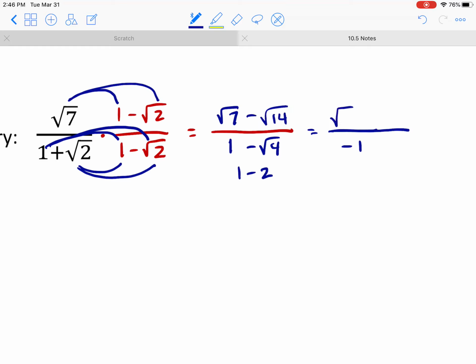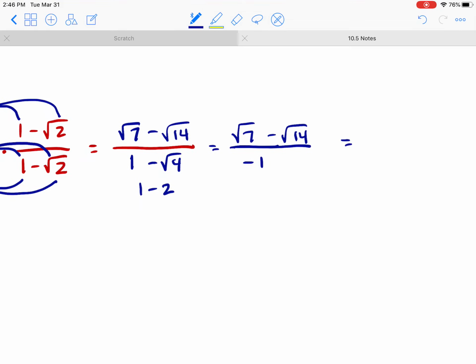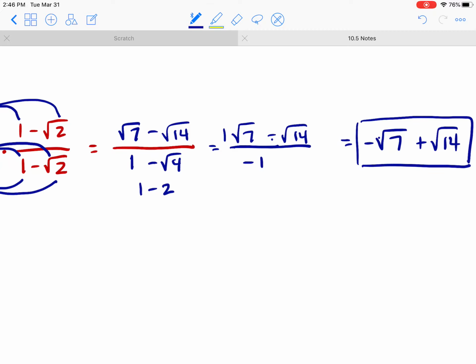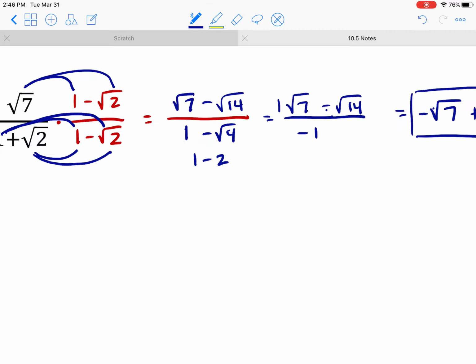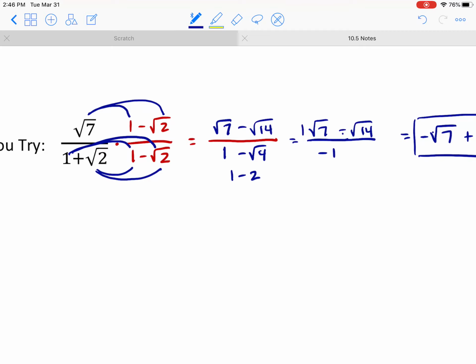Now on the top of the fraction, radical 7 times 1 is radical 7, and radical 7 times a negative radical 2 is a negative radical 14. So we have a radical 7 and a negative radical 14, and we can divide by negative 1. 1 divided by negative 1 is negative 1 in front of the radical 7, and the negative here makes a positive in front of the radical 14. And that would be that.